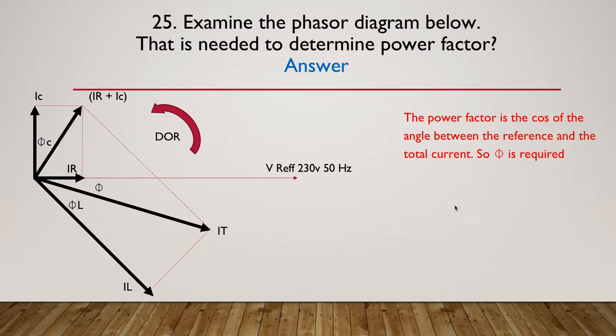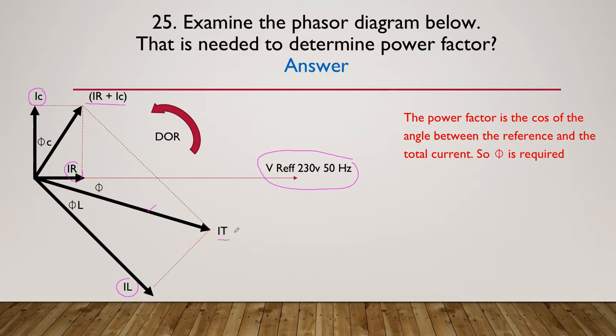So let's now continue with our answer. The power factor is the cos of the angle between the reference and the total current. So let's examine our diagram. This is the reference, it's pretty obvious, it has the word ref in it. I total is the total current. So you can see here we've got a capacitor with current, an inductor with current, and a resistor with current, and we've done a phasor addition here of IR and IC, and then we've added those together to end up with I total.